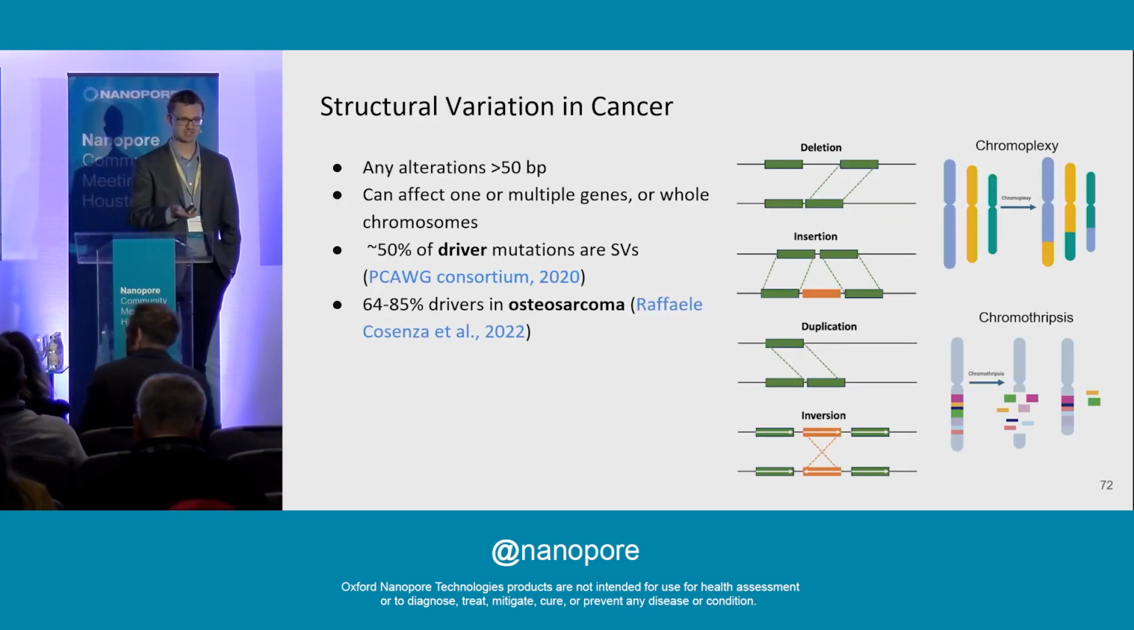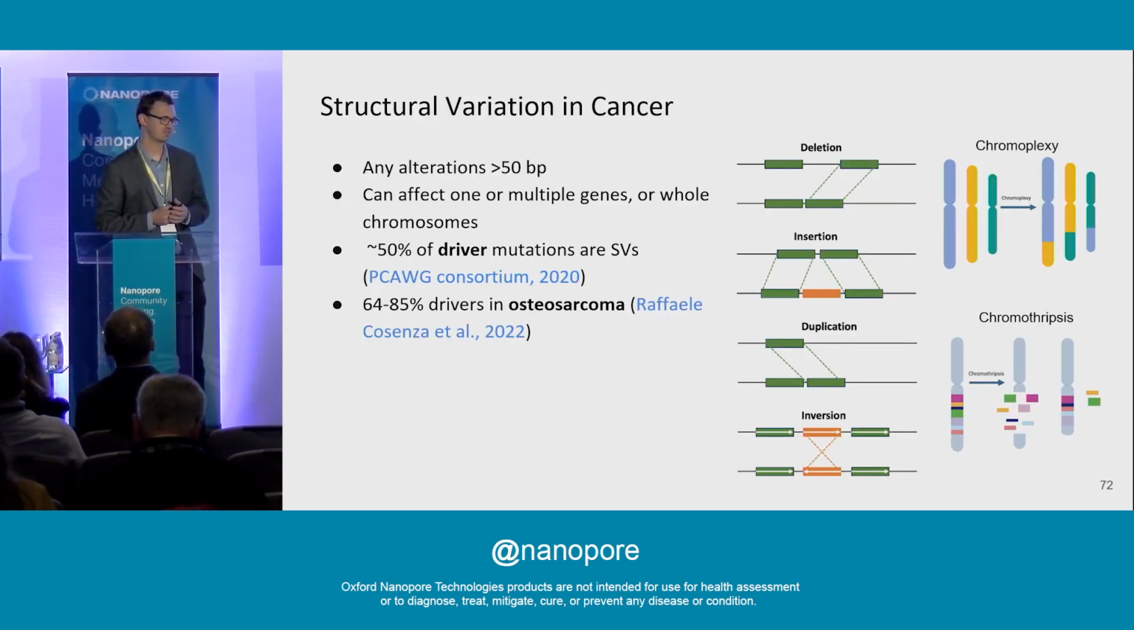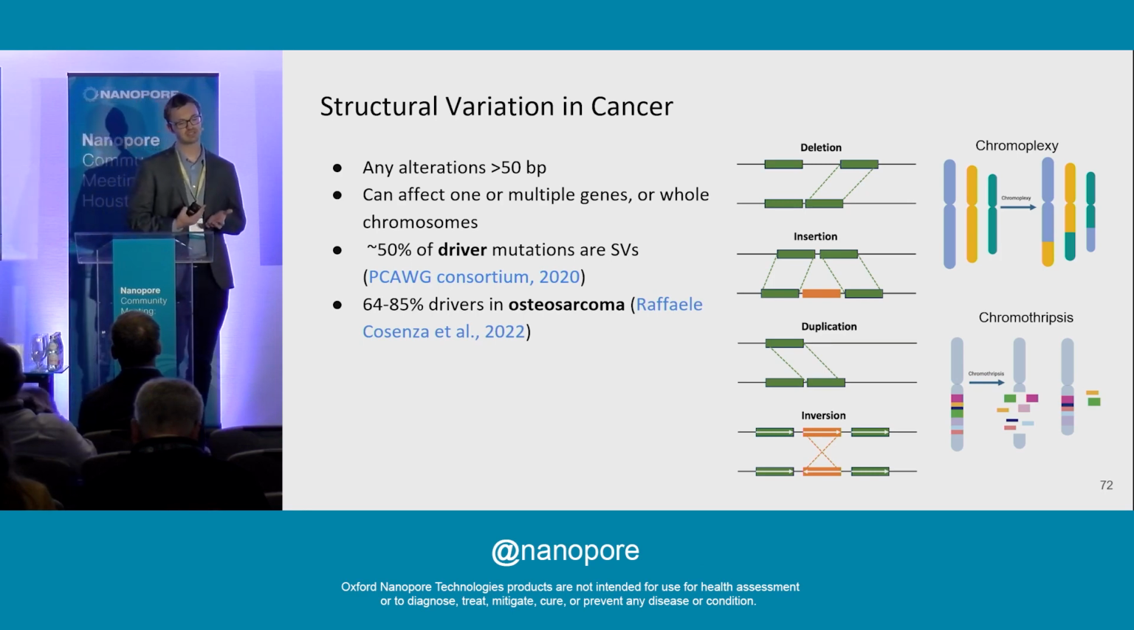So I will be talking about structural variants. To make sure that everyone is on the same page, those are genomic alterations more than 50 base pairs. You can see some examples you may be familiar with, such as indels, duplications, inversions. In cancer, we often see more complex events, such as chromoplexy, when there's a balanced exchange of DNA material between multiple chromosomes, or chromothripsis, when the entire chromosome is shattered and then reassembled in a different order.